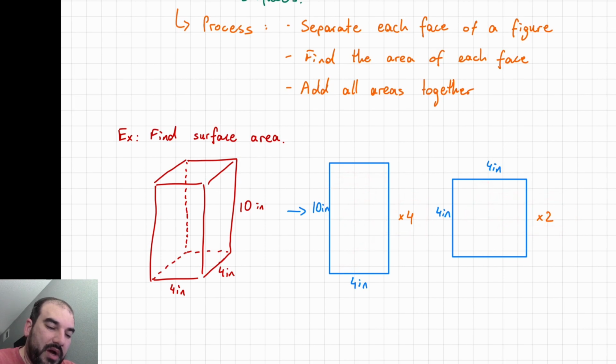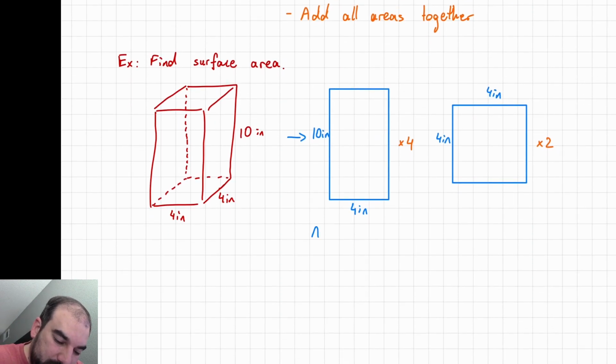the next step in the process is to find the area of each face. So I'm going to go through and find the area of these rectangular pieces, which will be, as we learned last time, length times width. So it'll be 10 times 4, which is 40 square inches. And the area of the square is going to be, again, length times width, which is 4 times 4, which is 16 square inches.